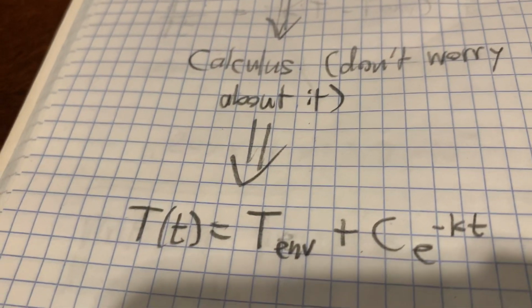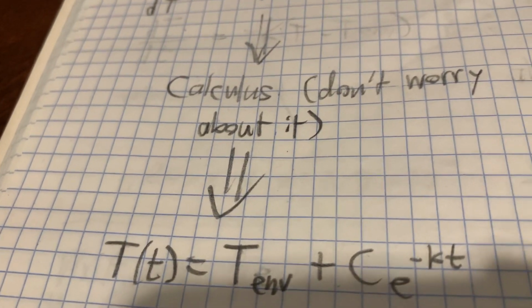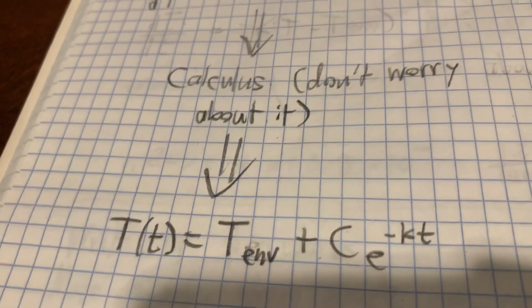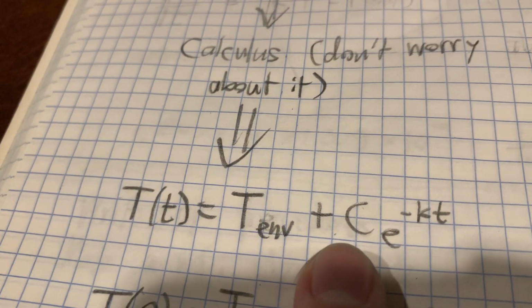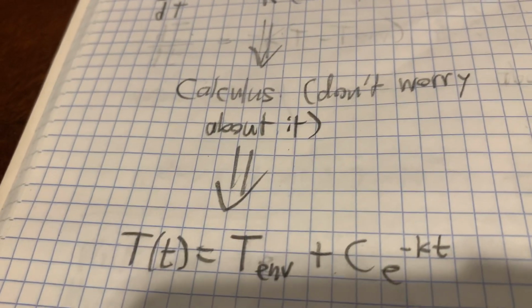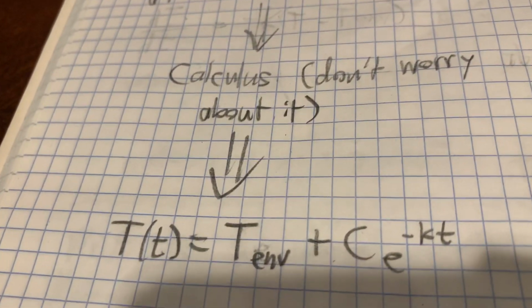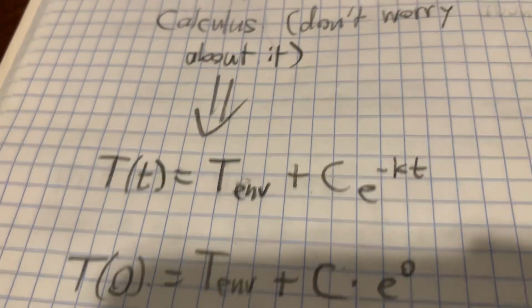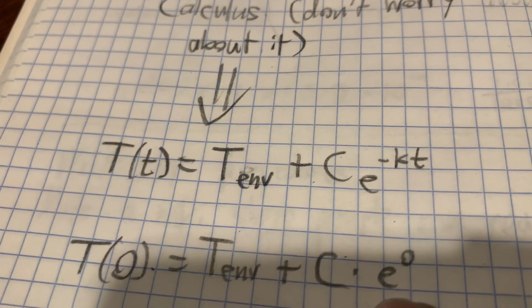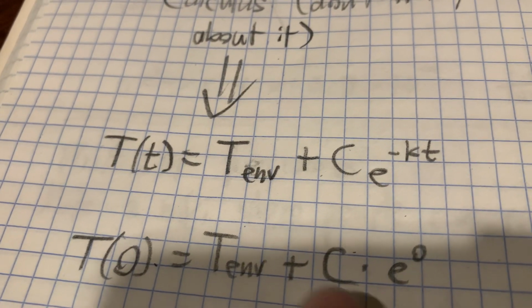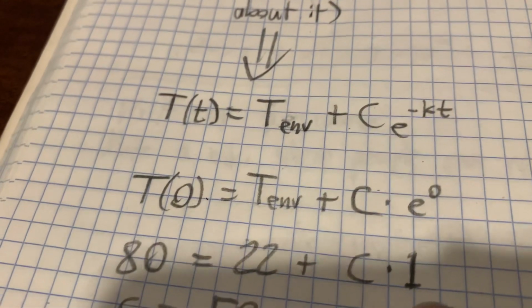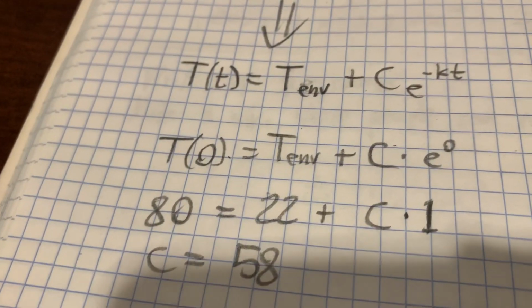So, it kind of makes sense as a formula. But now we have these two constants, C and K, that we need to solve for. K is the same as before, and C corresponds to the original difference in temperature between the object and the room. So if you plug in time equals 0, we have that T of 0 is environment temperature plus C times e to the 0. And we have the data point for time at 0. It's 80 degrees Celsius. So we have 80 equals 22 room temperature plus C. And we can solve for C equals 58.